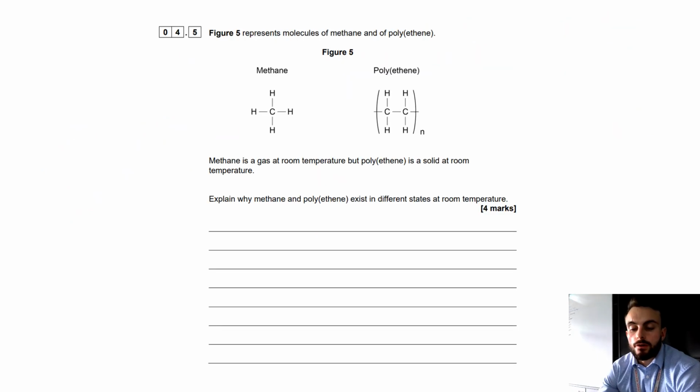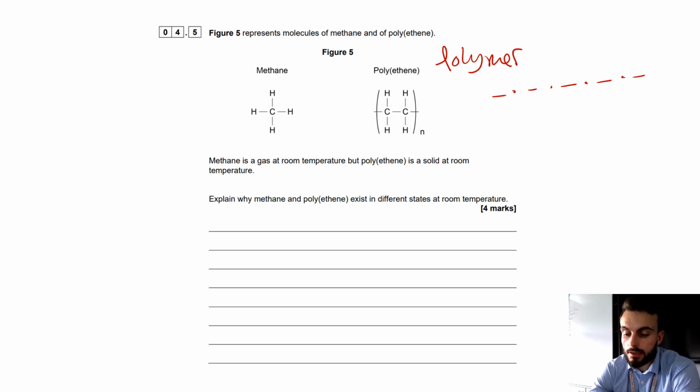Figure 5 represents molecules of methane and polyethene. So polyethene, remember, is a polymer. So that means it's going to be a repeating chain that goes on and on for however many times. Methane is a gas at room temperature, but polyethene is a solid at room temperature. Explain why methane and polyethene exist at different states at room temperature.